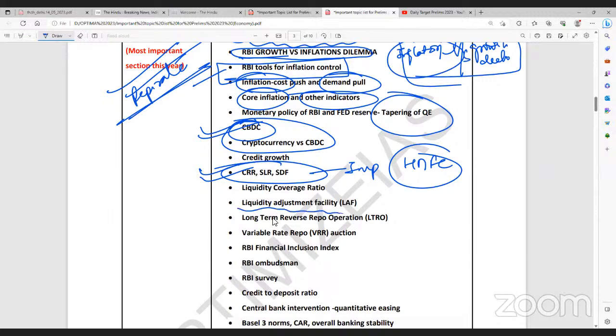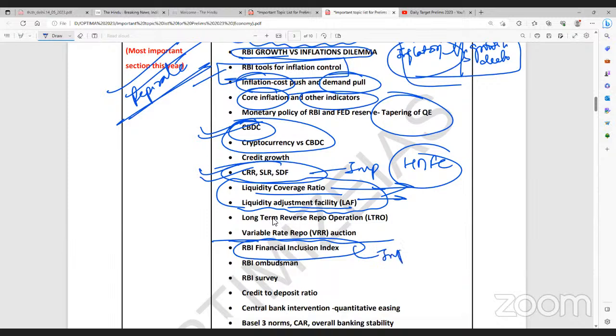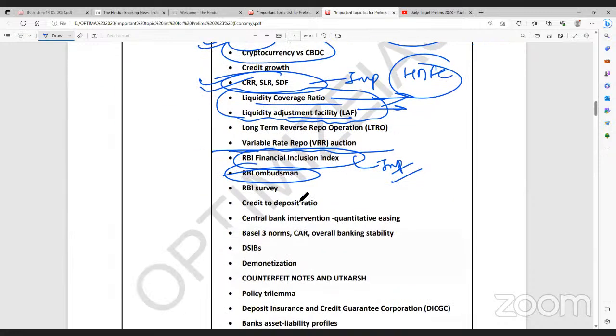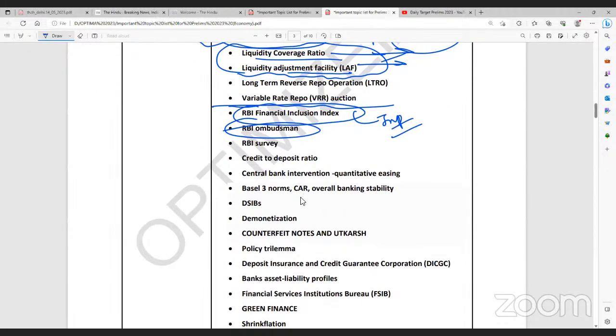Then liquidity coverage ratio and liquidity adjustment facility. These two are very important this year. Please prepare that. Then variable repo rate. Then RBI Financial Inclusion Index. RBI Ombudsman. Basel III norms and banking stability.